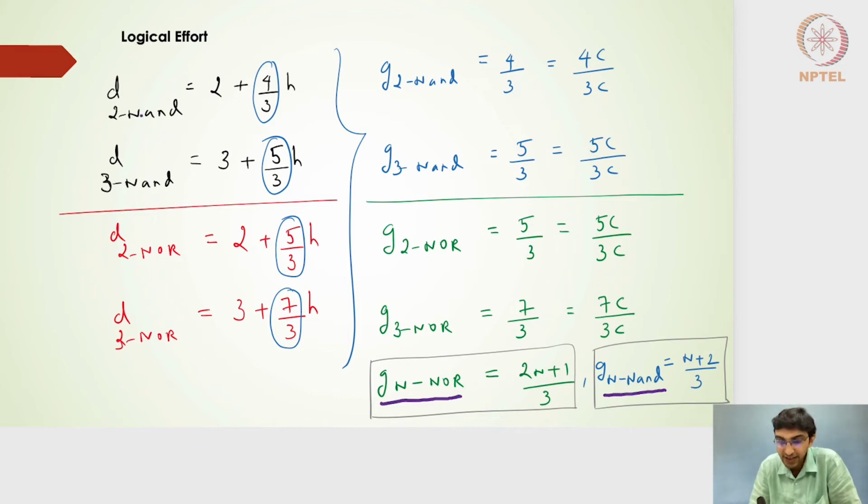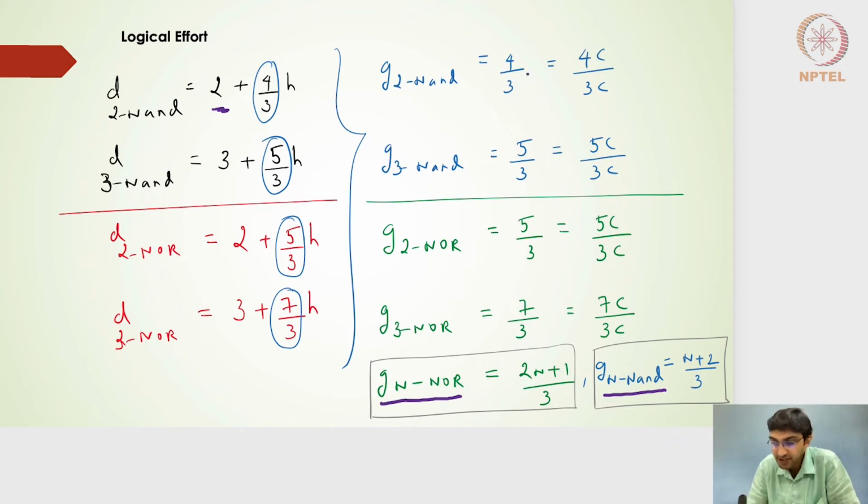So this is the delay values. For 2 input NAND gates, I'm saying that the delay is nothing but 2 plus 4 by 3 into H. Okay, let's not worry about this 2. Let's come to that later. So 4 by 3, that is what we had seen in the last couple of slides, for the 2 input NAND gates. For the 3 input NAND gates, we will have 5 by 3. For the 2 input NOR gates, we had seen 5 by 3, and then for the 4 input NOR gates, we had seen 9 by 3. For the 3 input NOR gates, it will be 7 by 3.